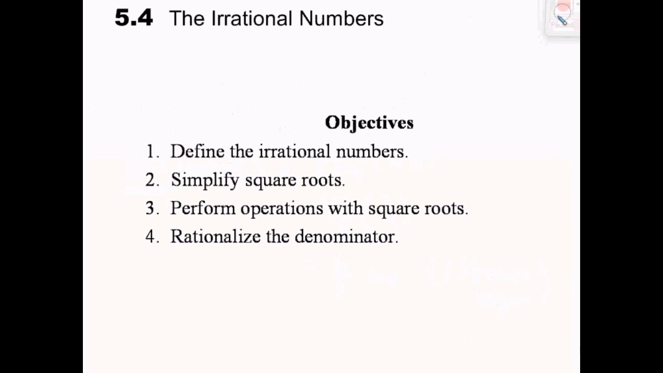We're going to define what makes an irrational number. We're going to simplify square roots, both perfect and non-perfect. We're going to perform operations with square roots, operations being adding, subtracting, multiplying, dividing. And then I'm going to teach you how to rationalize the denominator. You can't have square roots in the denominator. So I'm going to teach you how to get the square roots out of the denominator.